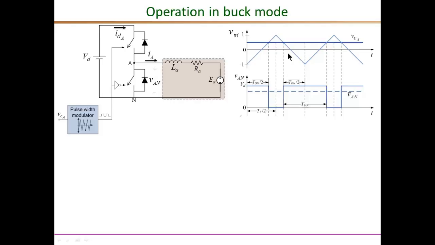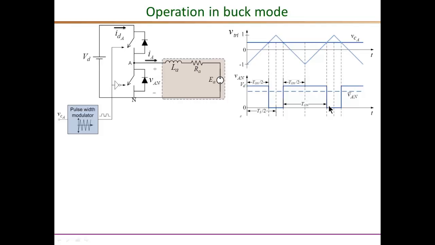So here is the PWM process, your triangular waveform compared with the control voltage VCA, and up to this point where VCA is higher than V triangle, Q is 1, therefore VAN is instantaneously, because the top switch is conducting, the same as V sub D as shown here. And from this point up to this point, clearly the VCA is less than V triangle, so Q is 0, the top switch is off, bottom switch is on, therefore VAN instantaneously in that sub-interval is 0, and the process repeats.